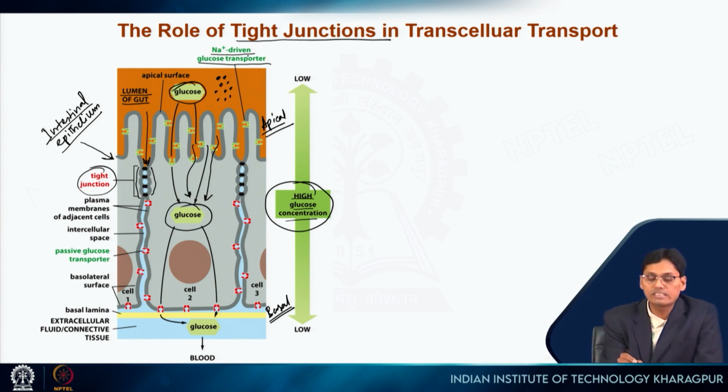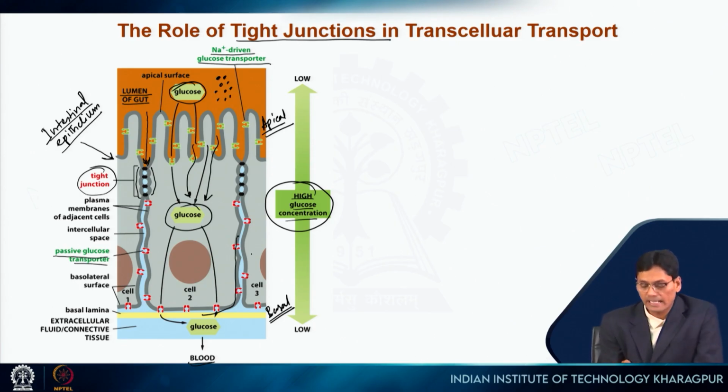But here you have a sodium driven glucose transporter, so the glucose will not get out again into the gut lumen. No, that is not possible. It will diffuse to the lower side, the basal side, and finally go into the bloodstream, and glucose will be carried over. Similarly, some passive glucose transporters are also present in the basolateral cell membrane. This is basolateral, the basal and the lateral, that's why basolateral cell membrane.